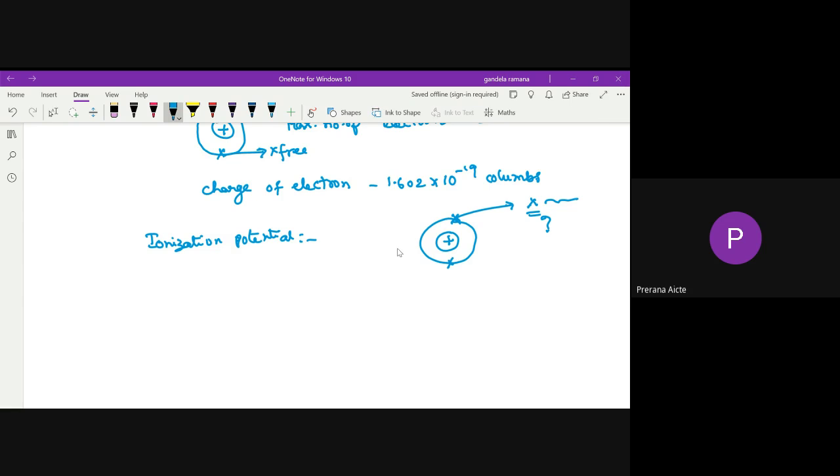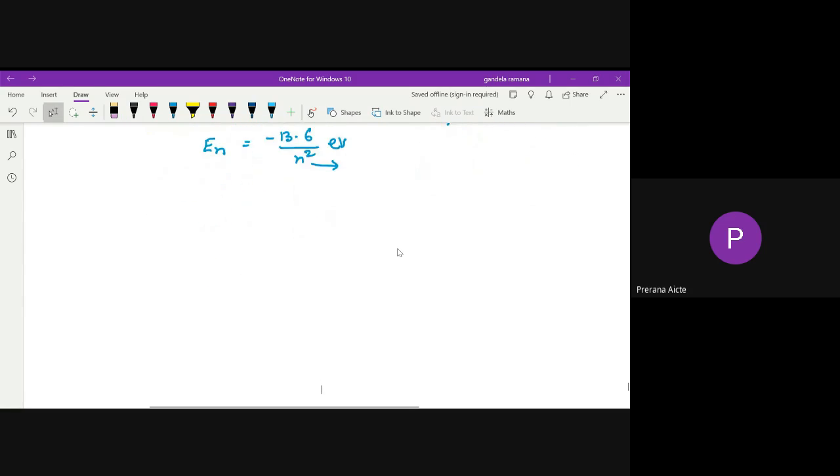Okay, how much energy is required to become a free electron? It is minus 13.6 by n square electron volts. Suppose it is in the first orbit, the hydrogen atom. For example, the question is, for the hydrogen atom to become a free electron, how much energy is required? So this is 1 square. That's why minus 13.6 electron volts is required to become a free electron.